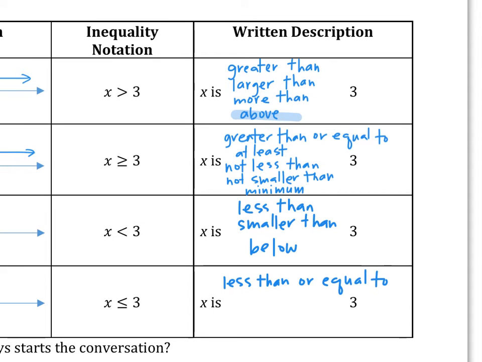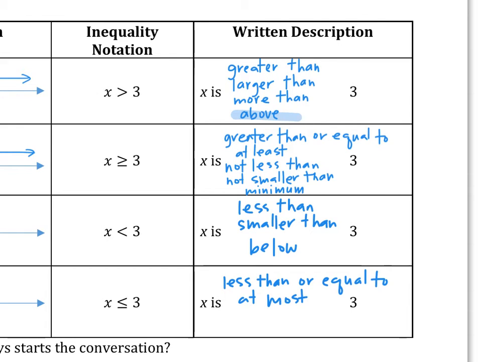Then what is the opposite way of saying at least? What's the opposite of at least? That would be at most. When you say something is at most 3, that means 3 has to be the highest number. So that means anything 3 or below is fine. So that's another way of saying x is less than or equal to 3.